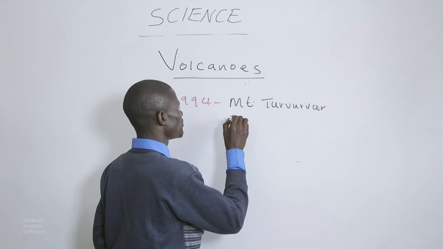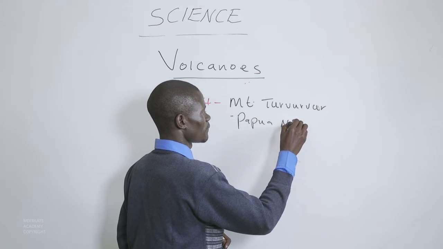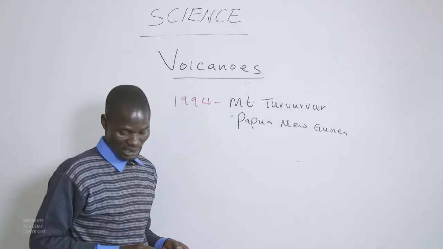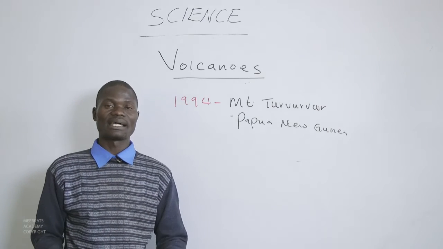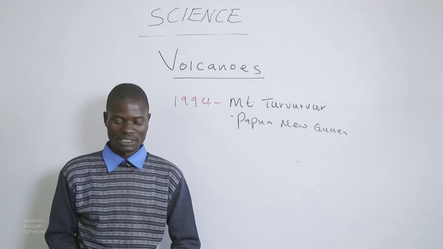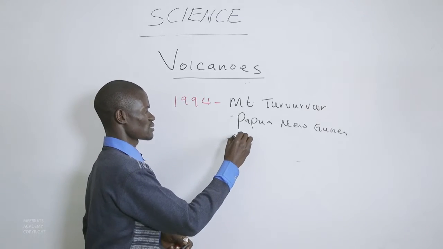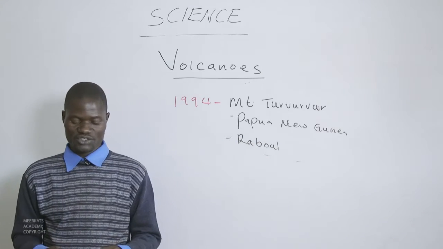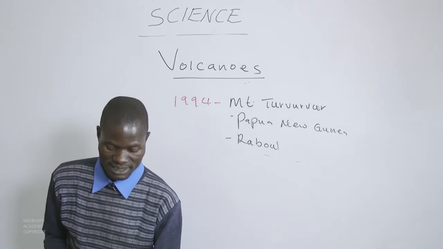This one is found in Papua, that is New Guinea. It crashed the nearby town that is referred to as Rabaul. And as a result of that, this town was crushed because of the eruption that occurred in those areas.